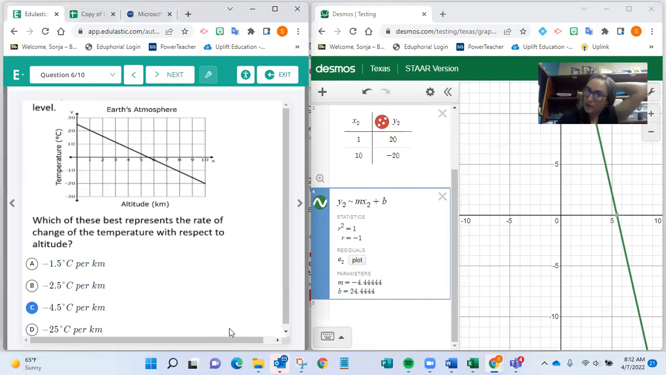All right, go ahead and do your Google Forms for a little more practice, and you should hopefully be ready to master finding slope and rate of change.